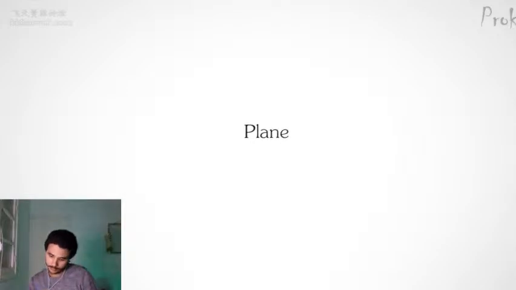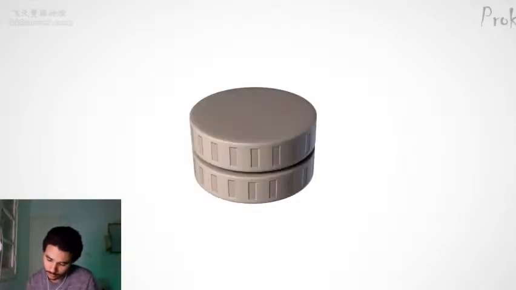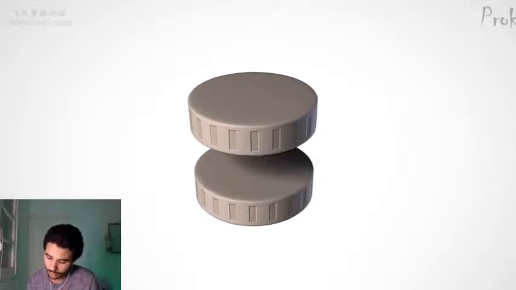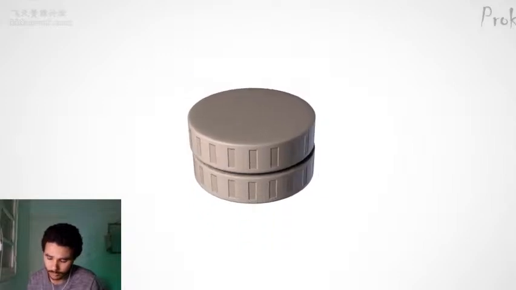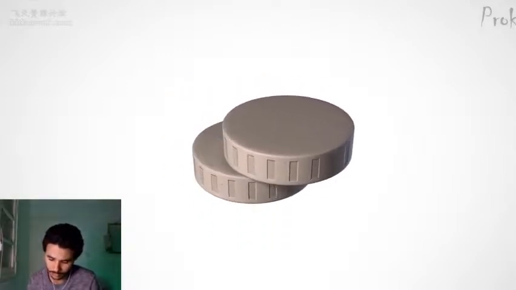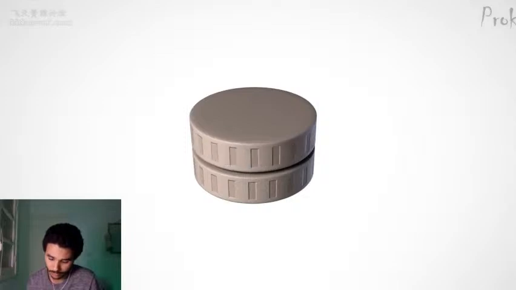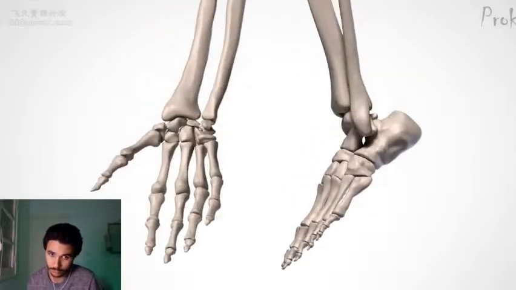Finally, the plane joint. Not really as interesting as the others, but deserves our love anyway. It's basically two flat-ish surfaces, one on top of the other. These surfaces can glide or rotate. They usually come in groups, like the carpals of the hand. Right.